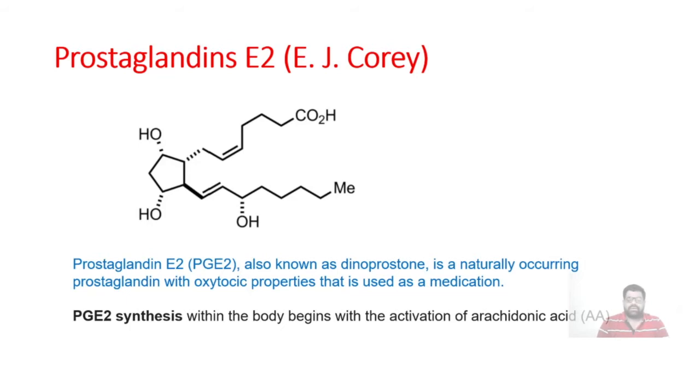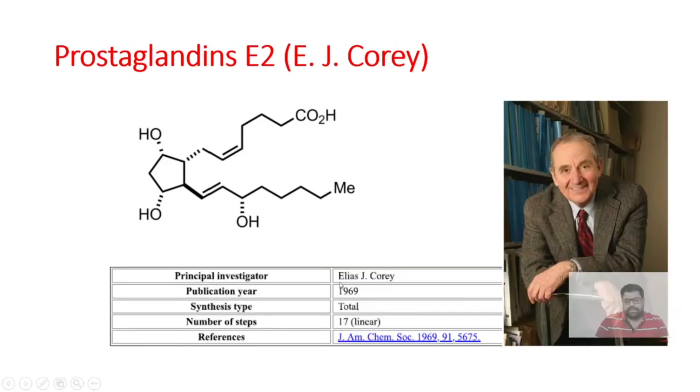So let's see how the synthesis of this prostaglandin was performed by E.J. Corey and co-workers. Professor E.J. Corey published this work in 1969, and there are a total of 17 linear steps. This work was published in the Journal of the American Chemical Society, 1969, page number 5675. You can see the picture of the living legend Professor E.J. Corey over here.